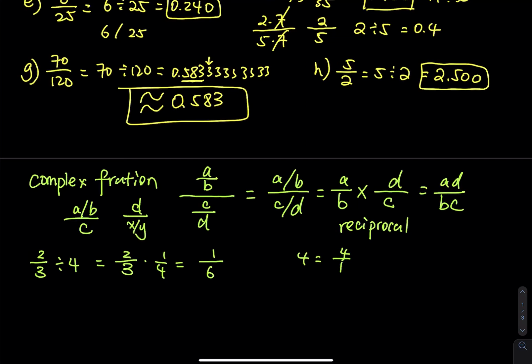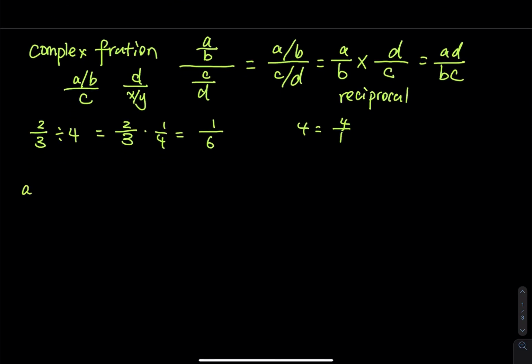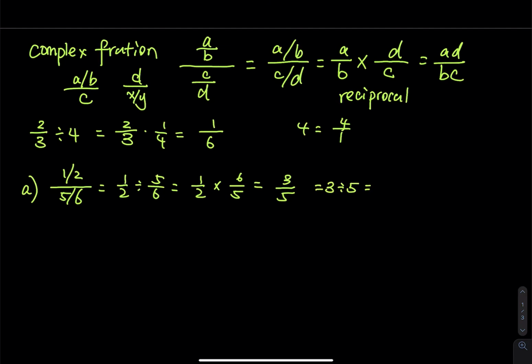All right, so now I am going to give you 3 complex fractions. I want you to convert them to decimals for me. First, convert 1/2 divided by 5 over 6. That is 1/2 multiplied by 6 over 5, the reciprocal. The 2 and the 6 can be simplified. 6 divided by 2 is 3, so you have 3 over 5. 3 over 5 is the same thing as 3 divided by 5, which equals 0.6.